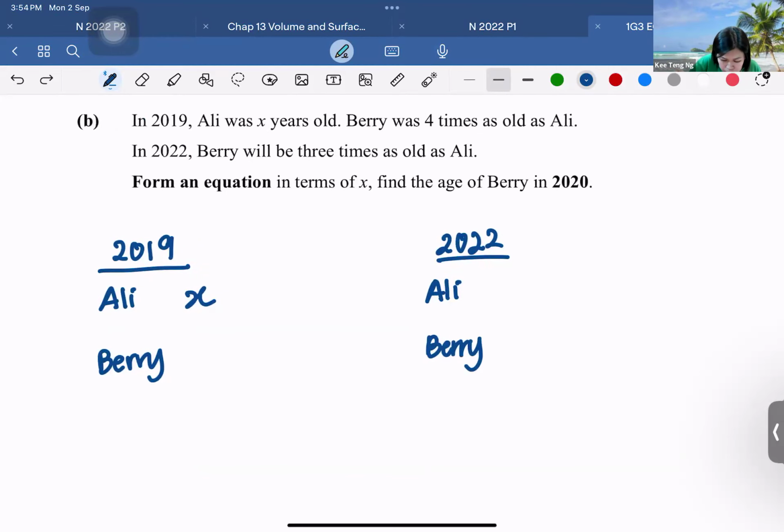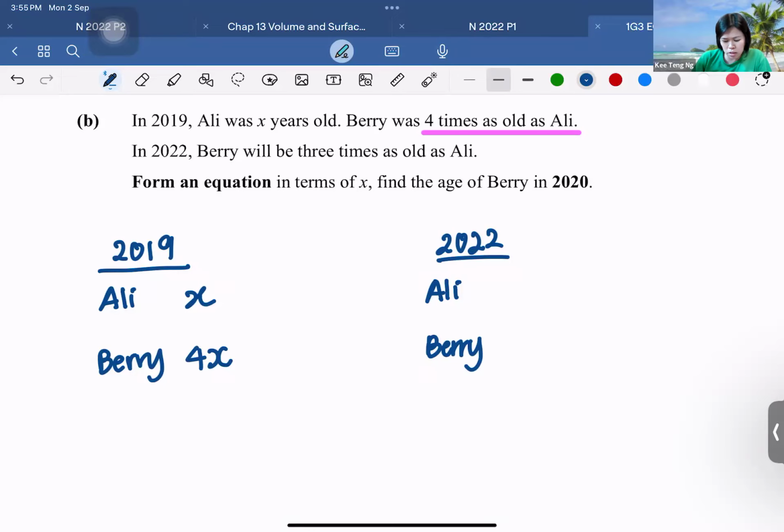In this question, in 2019, Ali was X years old, Barry was 4 times as old. So can anyone tell me Barry's age in 2019? Come on, give me the answer, then we end faster. Hello. What is Barry's age in 2019? 4x. Thank you. So I have 4x.